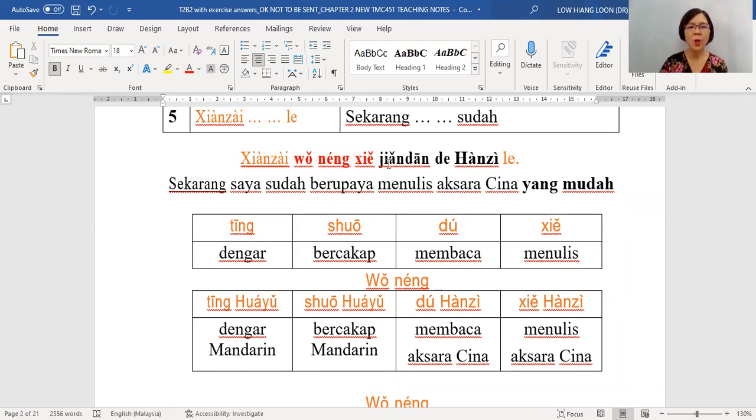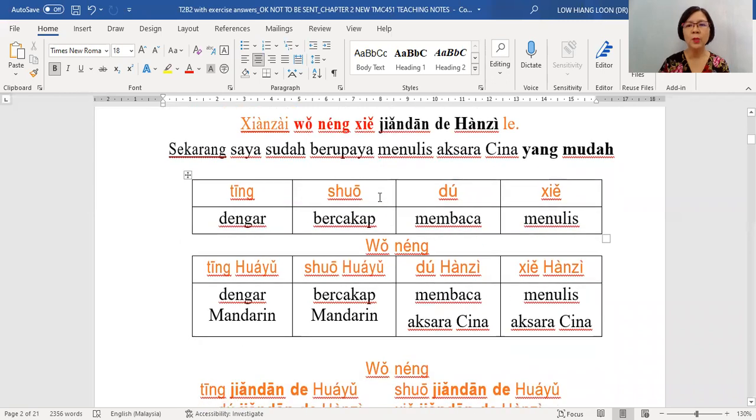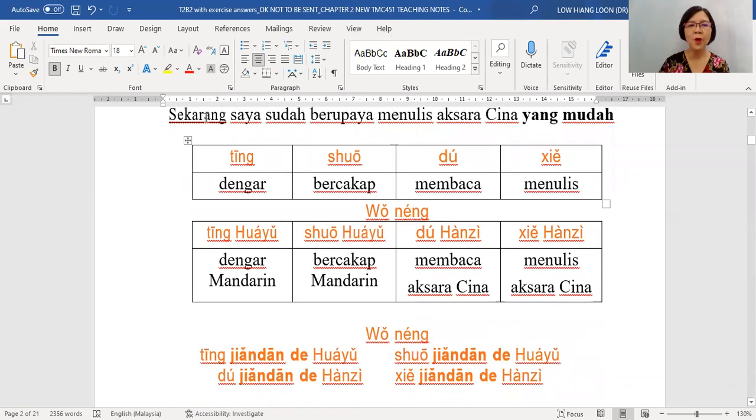我能写简单的汉字了。Okay, 好的. So students, at home, you should try to practice from the Malay version. Sekarang is 现在. Saya is 我. The sudah is le, and you need to bring this le to the end here. And then berupaya 能. Menulis, 写. Aksara Cina or huruf Cina, 汉字. And then yang mudah, you need to make a turn. Mudah punya, 简单的汉字. Like that, you are able to do your sentence rearrangement well. Okay, 好的.